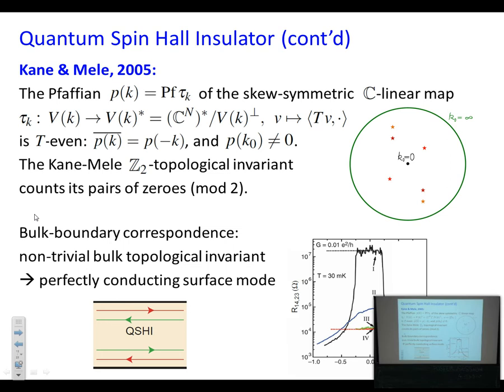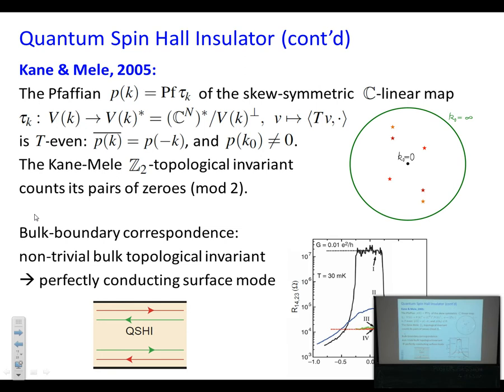That means you have a Z2 classification. So there is either an odd number of zeros or an even number of zeros. The interesting case is an odd number of zeros, the elementary case being 2 zeros, say this one and that one. So that is a simple representative of the quantum spin Hall insulator.